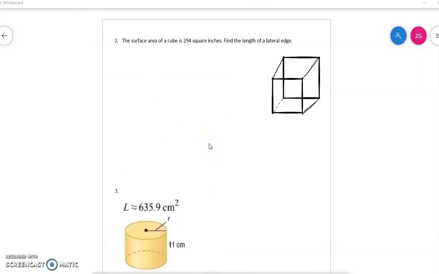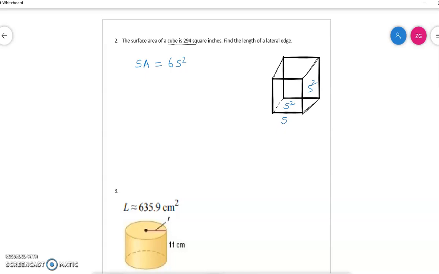Example 2. The surface area of a cube is 294. The question is to find the length of the lateral edge. In a cube all the 6 faces are equal and they are square shaped. So if the side of the cube is s, the area of one face will be side squared, and altogether we have 6 faces, so the total surface area of a cube is 6 times the area of one face, that is 6 times side squared.